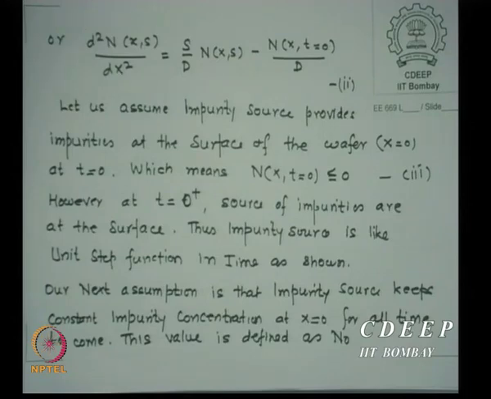The second BC: our next assumption is that the impurity source keeps a constant impurity concentration at x equal to 0. At the surface, we always get N0, whatever number, all the time. At x equal to 0, this number is fixed. How much? N0. And how much will N0 roughly be?